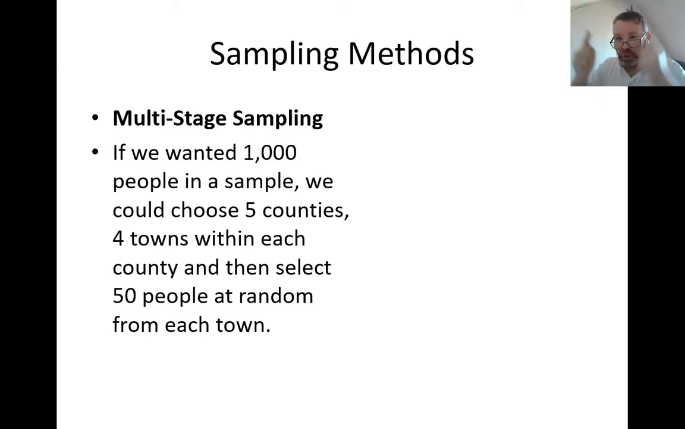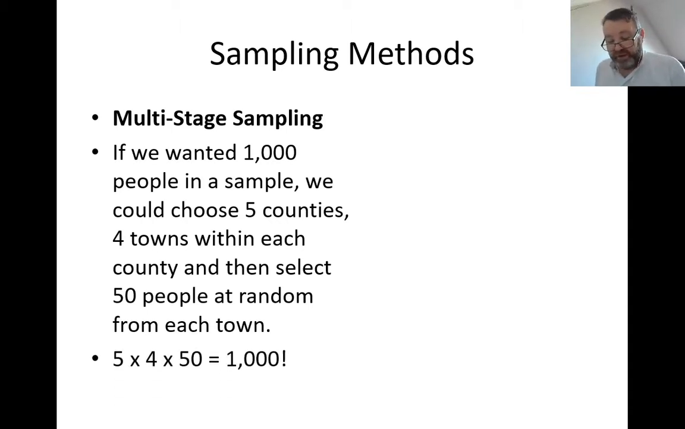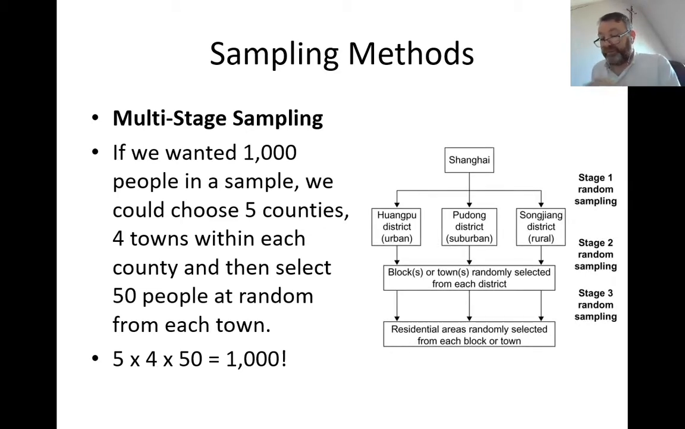So it's like a cone, okay? You're homing down into one group of people, but you're picking their area, hopefully randomly. Random counties, random towns, random 50. So very similar to stratification, but we call it multi-stage. So it has layers rather than strata, it has layers. 5 by 4 by 50 is 1,000 people in your sample, which is quite a decent sample if you're going to do any type of marketing. Okay, so there's just an example.